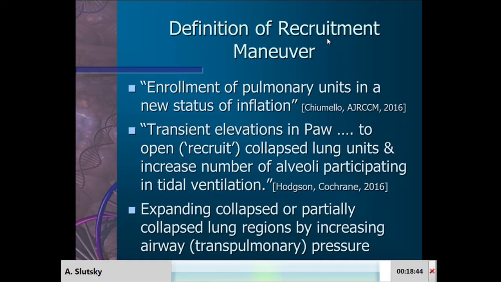So what does it look like? What does recruitment look like? Well, I thought I'd show you this. This is an old slide. It comes from the Handbook of Physiology, 1964, many, many years ago. And it's basically a picture of a lung that's being recruited. It's a cat lung, in fact.